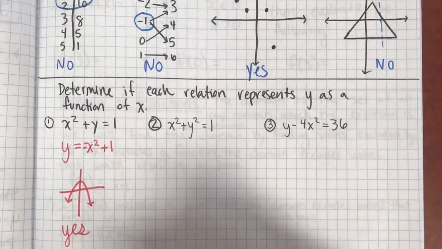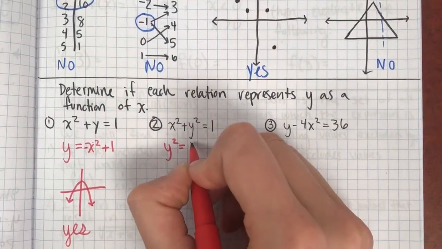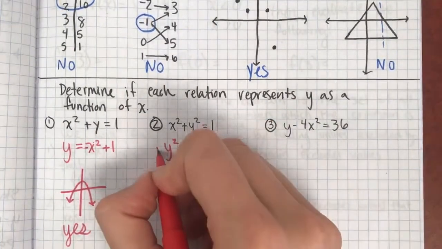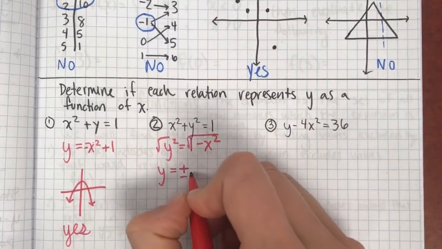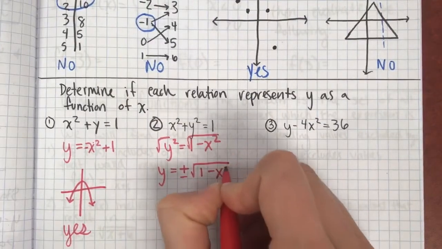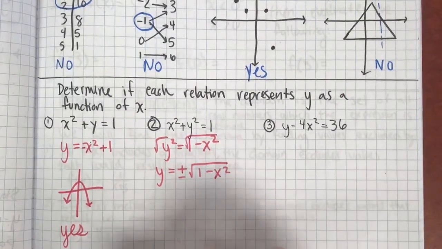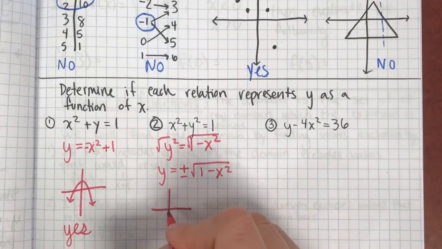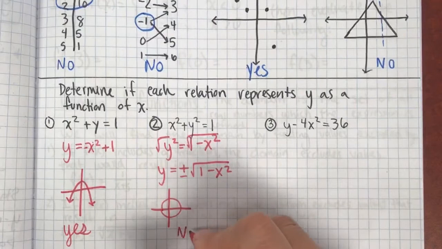Our second one, again, we're going to solve for y. So first of all, I'd have y² equals 1 minus x², and then I would square root. Well, remember, when we square root, we get a plus and a minus. And so because of that, this would not pass our vertical line test. We would have two square root functions, one kind of on the top and one on the bottom. So it would look more like a circle. So this is not a function.